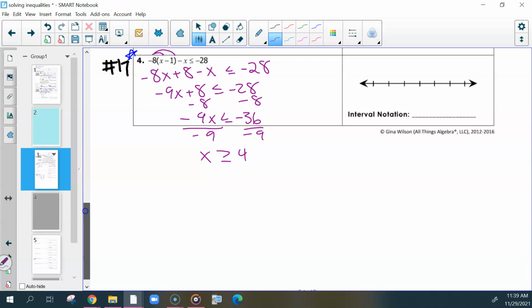So I can put 4 in the middle here and kind of spread out. So 5, 6, 7, 3, 2, 1. This would be a closed circle because it's included. And this would point to the right.